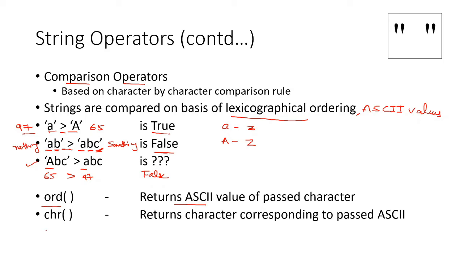Another function that we need to understand is the chr function. It is the exact opposite of the ord function. What it does is it returns the character corresponding to the passed ASCII value. That means in the first function you pass a character, let's say small a, and it is going to return its ASCII value. It is going to give you 97. In the chr function, you give it an ASCII value, let's say you're giving it 97, and it is going to return the respective character, that is small a.